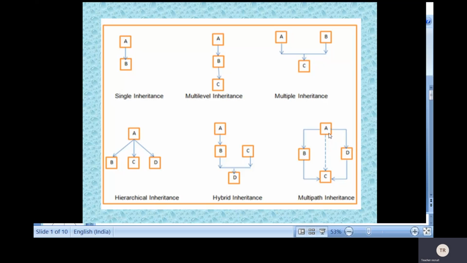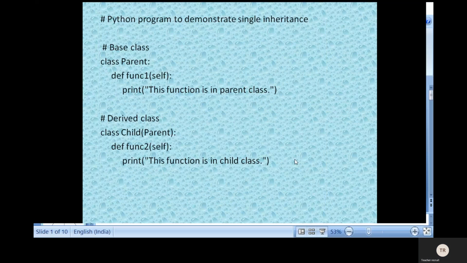So these are the different types of inheritance which we can implement using object-oriented programming code. So first, let's see single inheritance. Now, I have written a small program. It consists of my parent class and a child class. The program is implemented using a single inheritance.